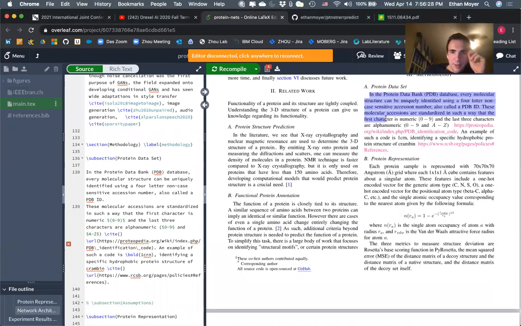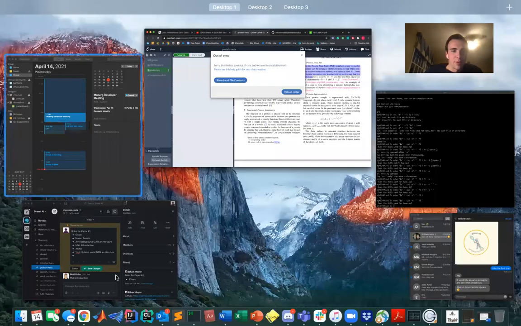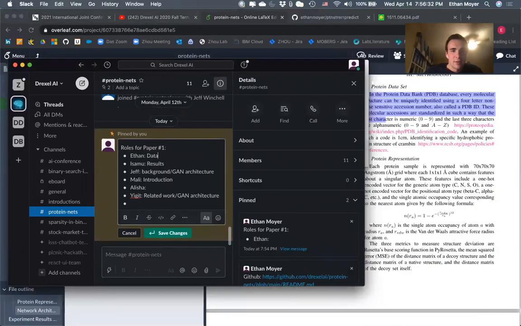I started a little bit writing about the protein set, the data set. Oh, is data set 1 word or 2 words? I'll just do 2 words. Encoding.